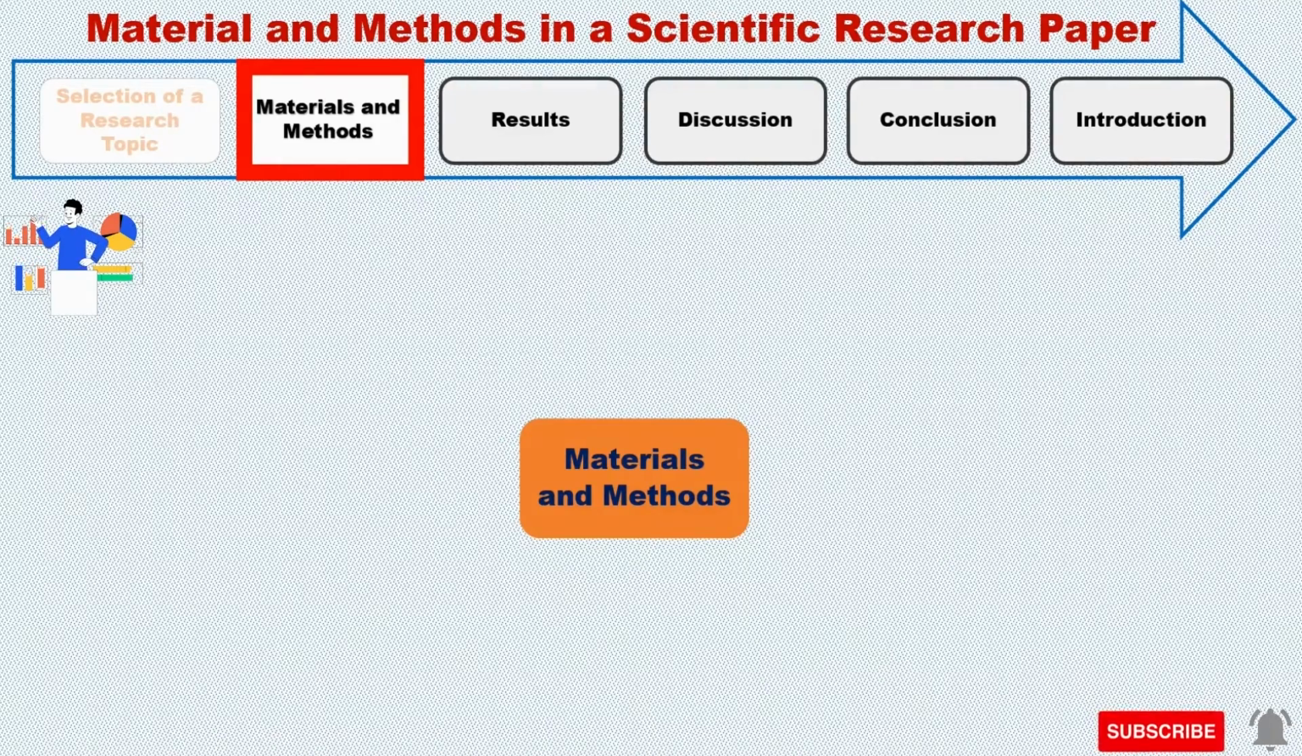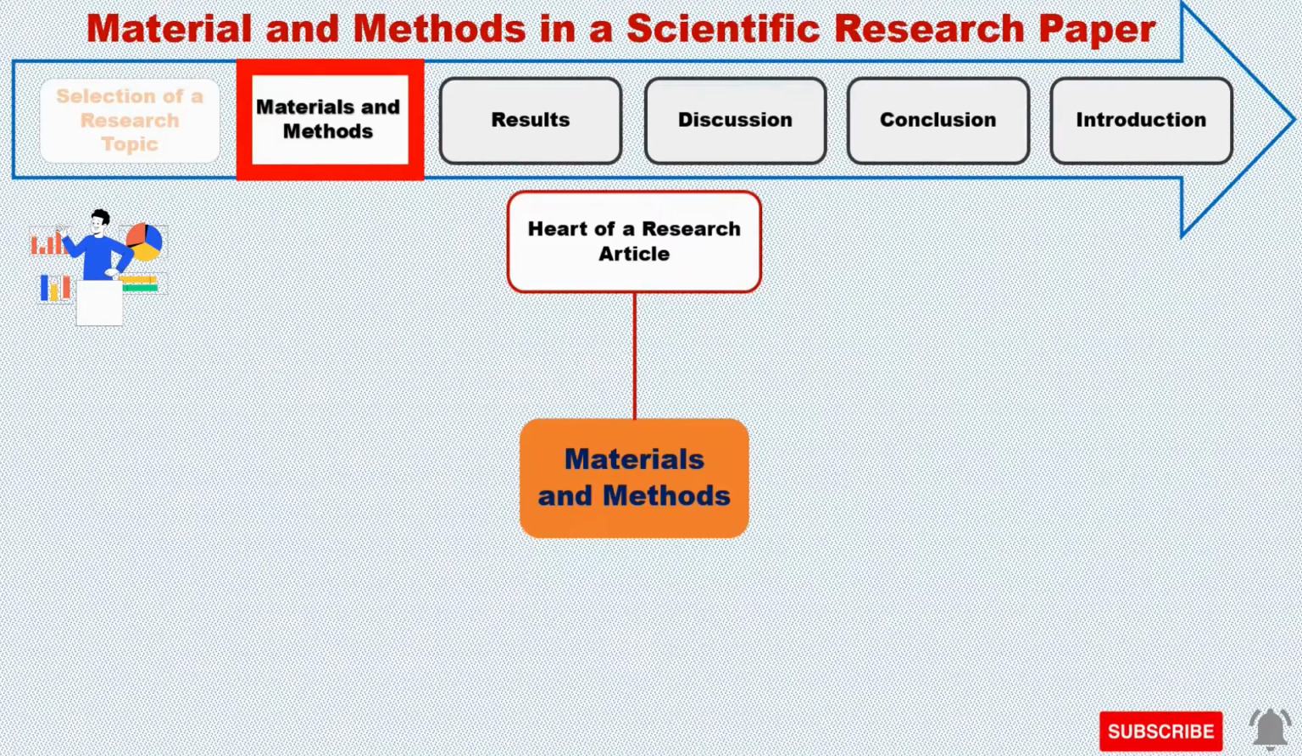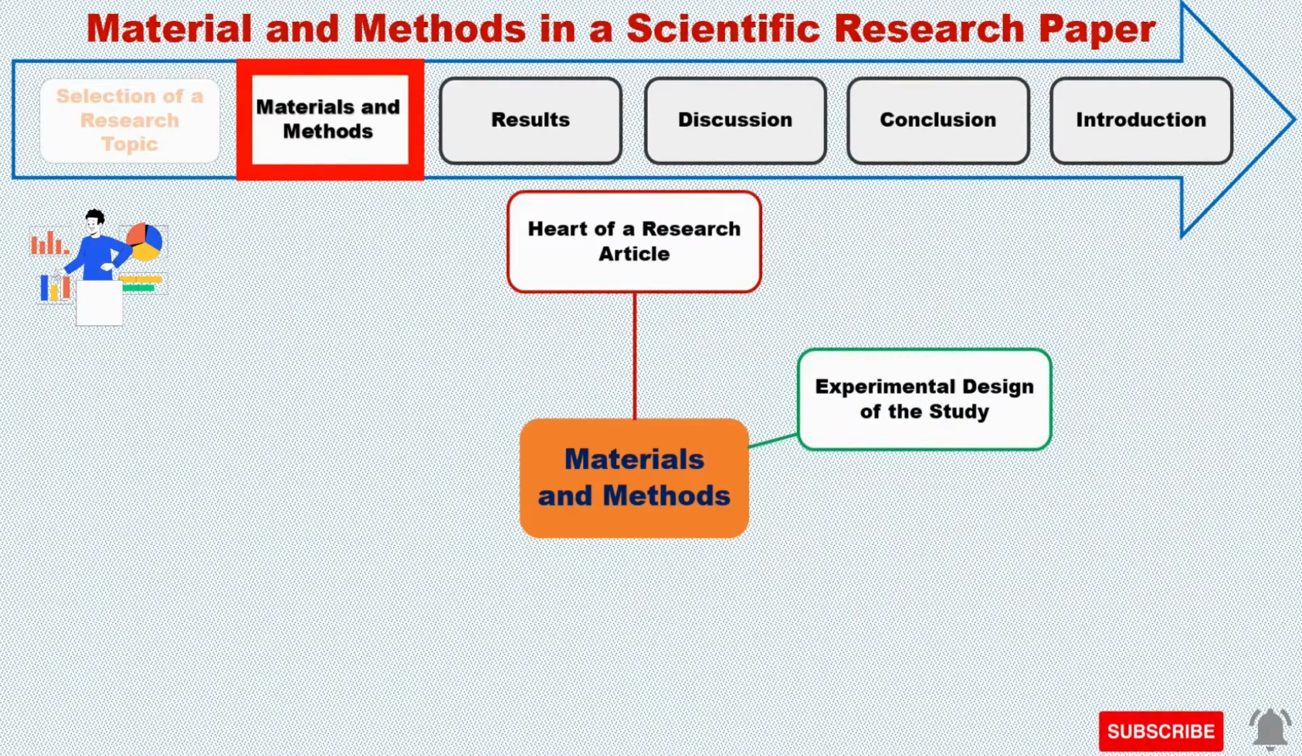In this video, we will see how to write the materials and methods section in a scientific paper. The materials and methods section is one of the core sections of a research article. It is also termed the heart of a research article. This section contains the experimental design of the study. The whole study becomes questionable if there are major flaws in the research methodology.